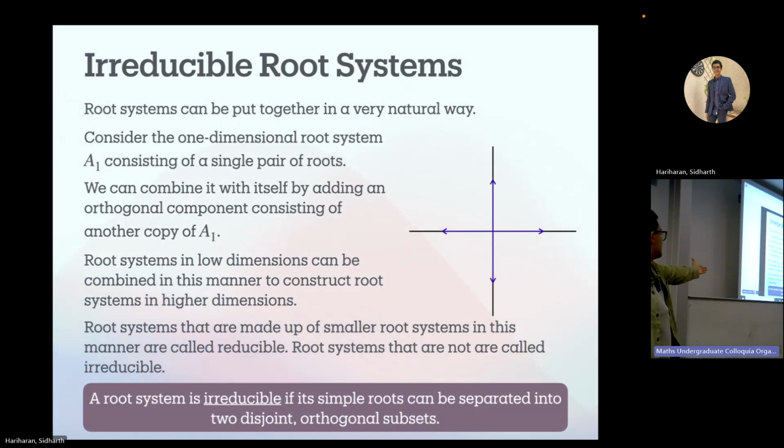If you want a precise characterization of irreducible root systems, this is what it is. You essentially should be able to separate the roots into 2 disjoint orthogonal subsets. When I say orthogonal subsets, I mean everything in one is orthogonal to everything in the other. Okay, so I think that should be fairly clear.